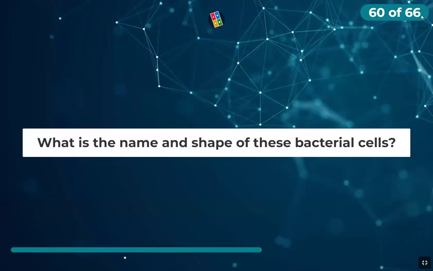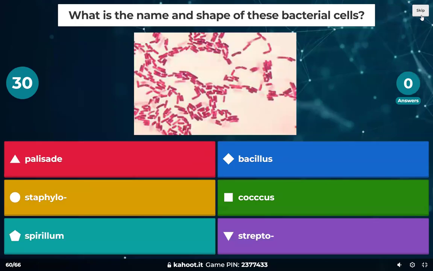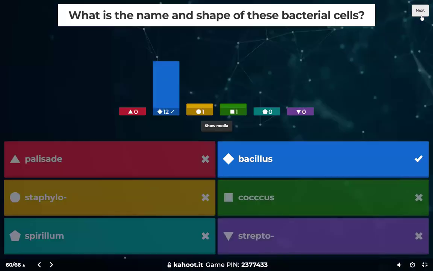What is the name of the shape of these bacterial cells? This is bacillus. They are rod shaped. You're only going to have bacillus or coccus. I don't have any other shapes available for you.